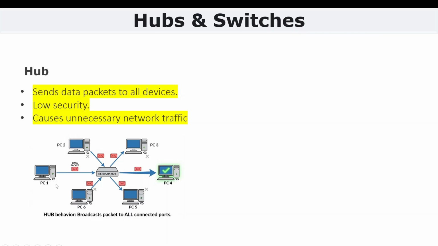If I'm sending a data packet from PC1 to PC4 through the hub, what happens is that once the data packet hits the hub, it will distribute it to all the devices on the network. And the reason why it does that is that it does not check the destination address of the data packet. It just broadcasts it. So it sends the data packet to all devices on the network. That's what it does. And as a result of that, there's low security and it causes unnecessary traffic in the network.